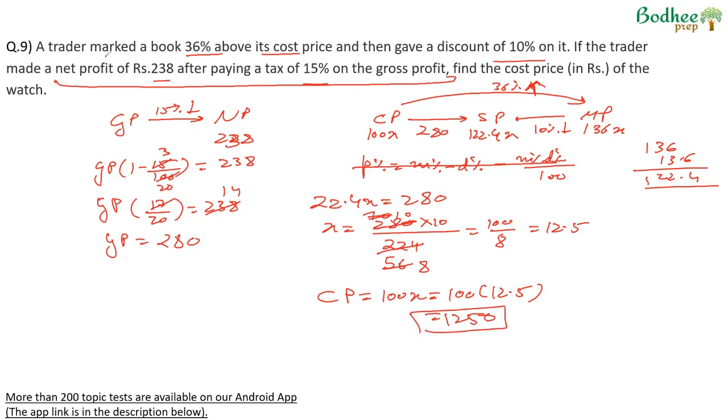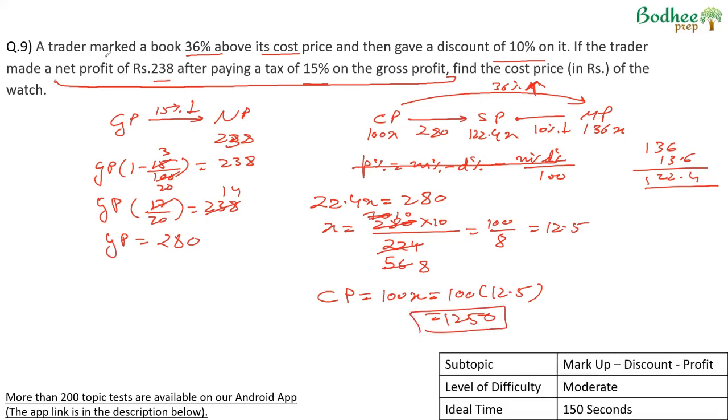In terms of level of difficulty, I'd say moderate, because the numbers were not that easy. 36, 10%, there was decimal involved, then 238 and 15%. Because of the calculation, I'm saying a moderate question. The attempt time would, I think, go up to 2.5 to 3 minutes.